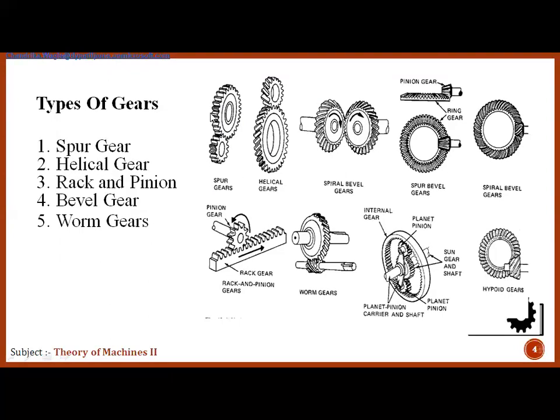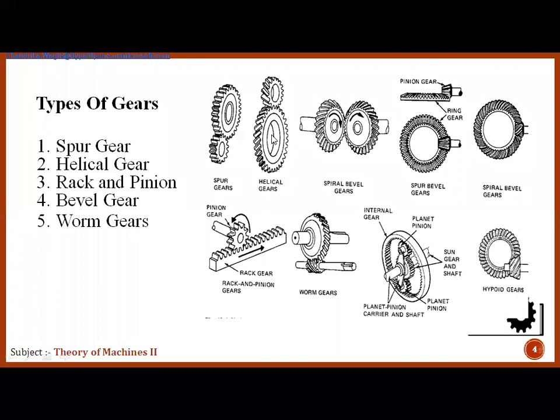If these teeth are cut at an angle, that angle is nothing but the helix angle. So if the teeth are cut at some particular angle, then the gear is known as a helical gear. So this is an example of a helical gear. Now in helical gear we also have one more type, which is known as herringbone gear.